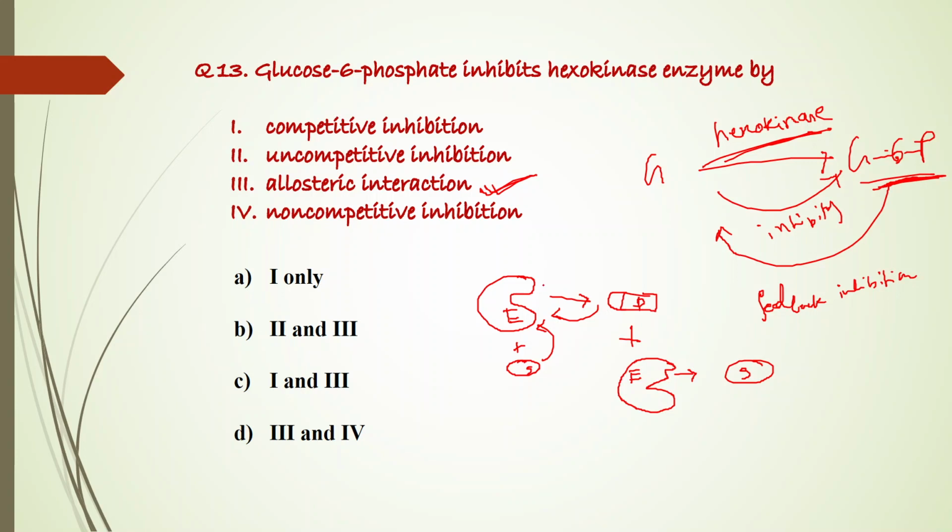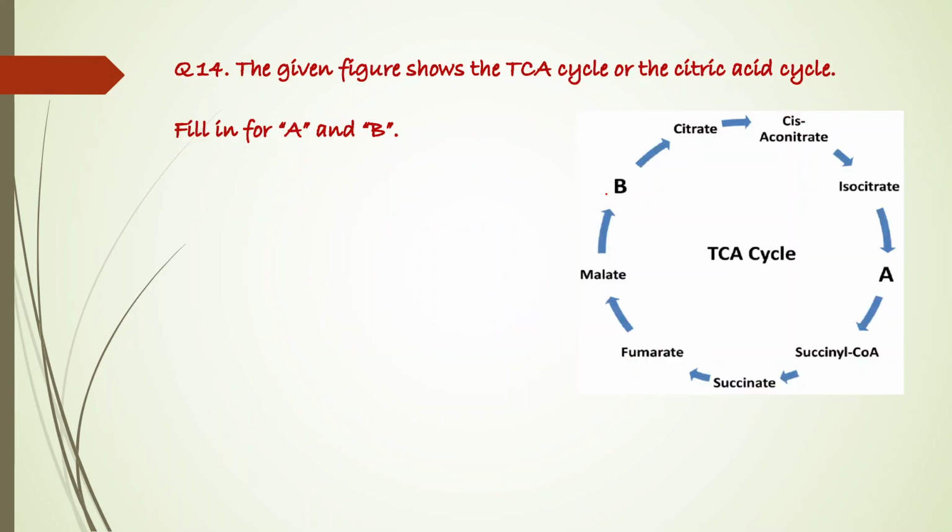So both of them will compete for that place, which will again lead to the regulation of the formation of product. So these are the two interactions or two inhibition methods through which hexokinase acts on glucose 6-phosphate. So the correct option should be which one? Competitive inhibition and allosteric interaction. So option number C is the correct option. Let us move to the next one.